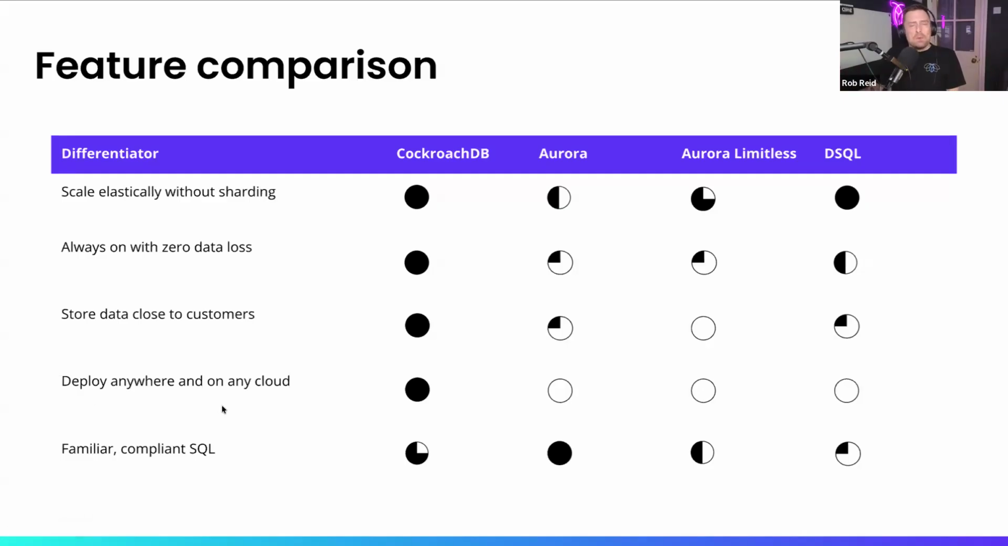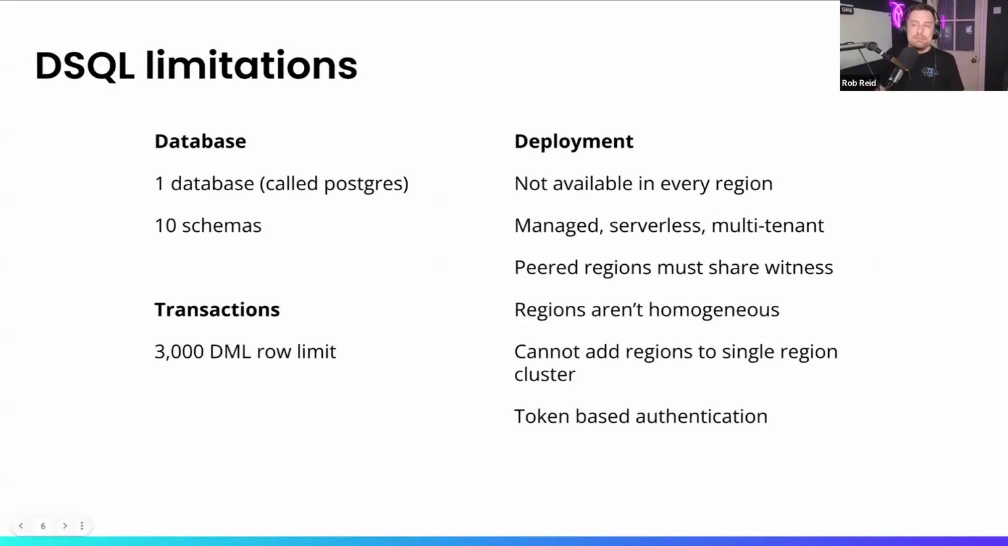Next is deploy anywhere on any cloud. I won't labor the point here because these are all AWS databases and as such run in AWS. Finally, familiar compliant SQL. Now, CockroachDB has strong Postgres compatibility. Aurora, on the other hand, is just Postgres. So it has full Postgres compatibility, where CockroachDB might be missing a few of the more exotic features of Postgres. Finally, we have Aurora Limitless, which has some limitations and doesn't support strong isolation. And then DSQL, which is further back in its journey. It's a bit more of a new product in AWS's arsenal, and has slightly lower Postgres support again. But it will catch up as time goes on.